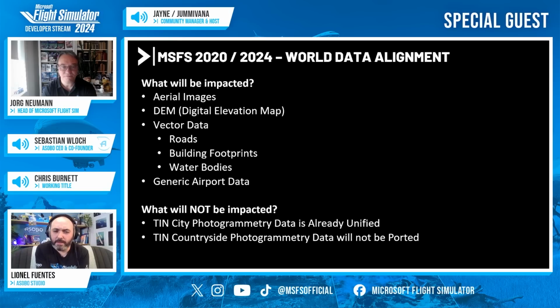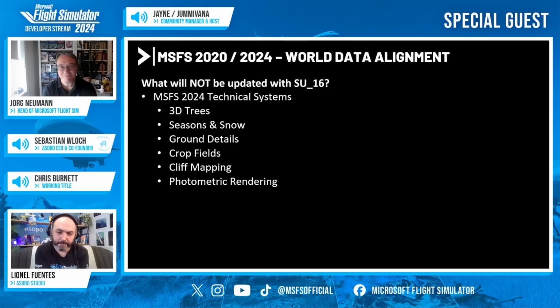The teen city photogrammetry data is already the same between both sims, so we are not changing those. And the countries, except for the notable exception of the countryside one, where for things like Grand Canyon or Glacier National Park, we'll not port those to Flight Sim 2020 because it's too many changes. So what will not be updated?